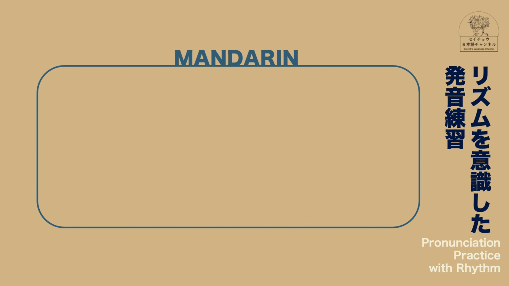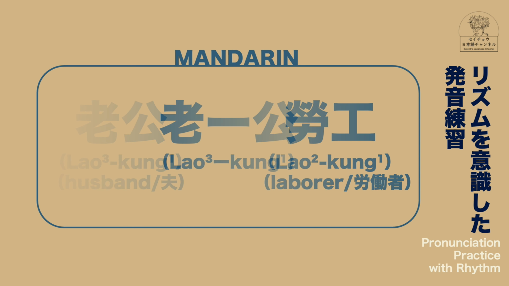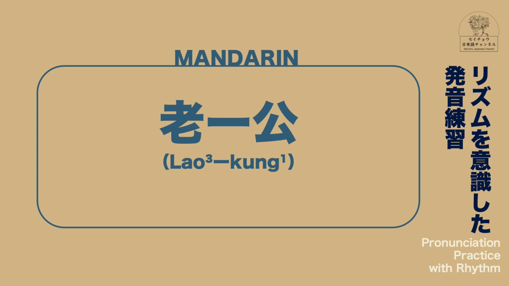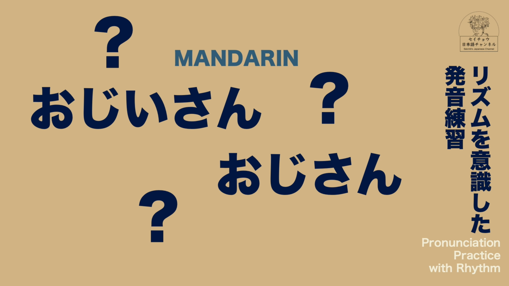Mandarin is a tonal language. It has stress, and it also has a complex tone system. For example, 老公 and 劳工 are completely different words. However, Mandarin does not use vowel ends to distinguish meaning. To native Mandarin speakers, 老公 and 老公 sound exactly the same. This is a point that many Japanese learners overlook. As a result, for some Mandarin-speaking beginners, oji-san and oji-san also end up sounding identical.